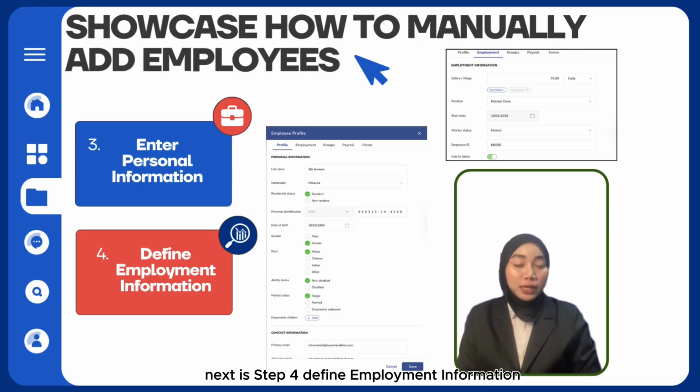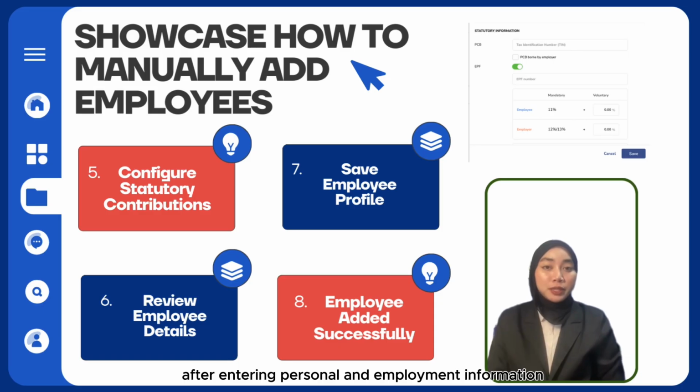Next is step 4, define employment information. Then, under the employee tab, we specify employment details such as salary type, monthly, hourly, or daily, salary amount, job position, employment start date, and worker status. This information is essential for accurate payroll calculation. After entering personal and employment information, the next steps are configuring statutory contributions and finalizing the employee profile.